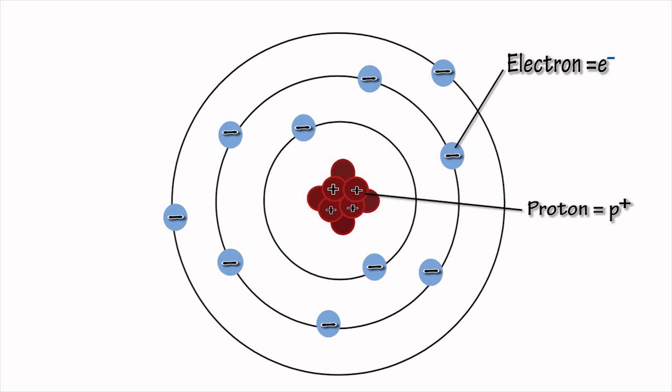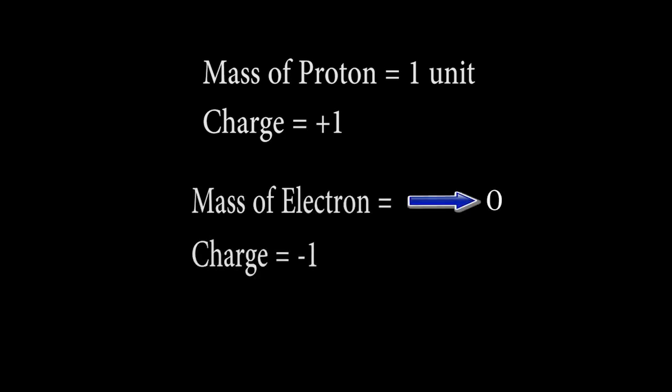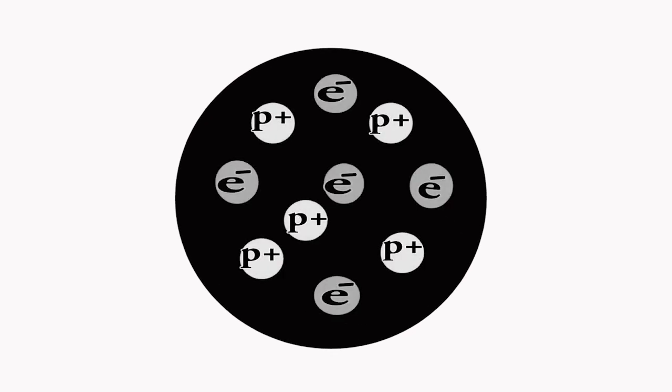The mass of a proton is taken as 1 unit and its charge as +1. The mass of an electron is considered to be negligible and its charge is -1. It seems highly likely that an atom was composed of protons and electrons, mutually balancing their charges.